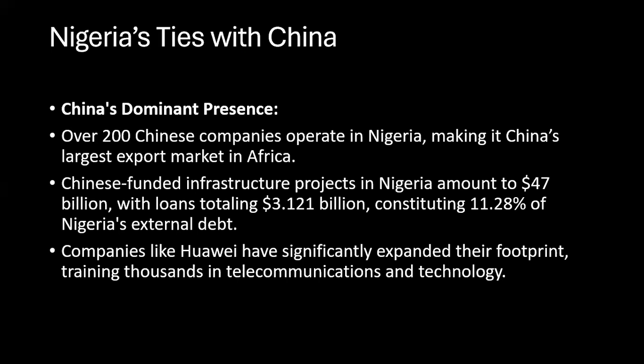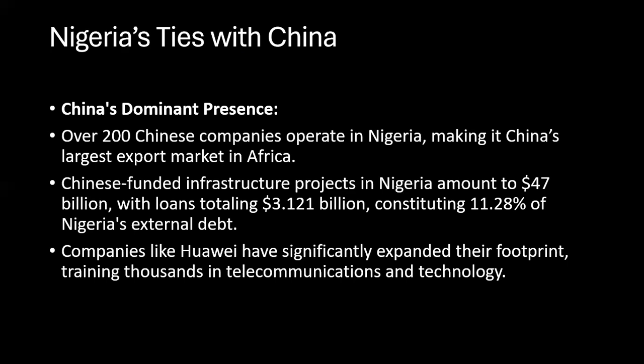China's funded infrastructure projects in Nigeria amount to $47 billion, with loans totaling up to 3.121 billion, at an 11.28% rate of interest. That is the external debt that Nigeria has right now because of the Chinese funding. I already told you, and we will discuss in more detail, how China is trying to do neocolonialism. It funds all the poor countries, and when they are not able to give back the debt, that is when China will overpower them. An example is that China funded an important port in Sri Lanka, the Hambantota port, and now that port is with China because Sri Lanka was not able to pay the debt.